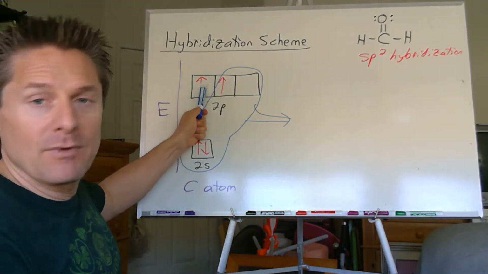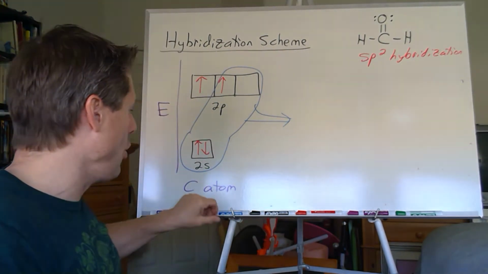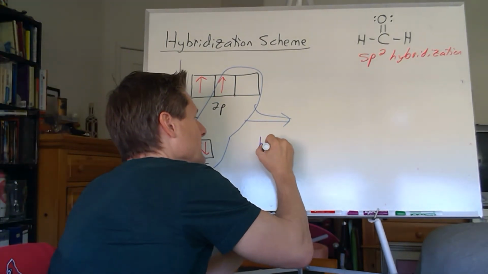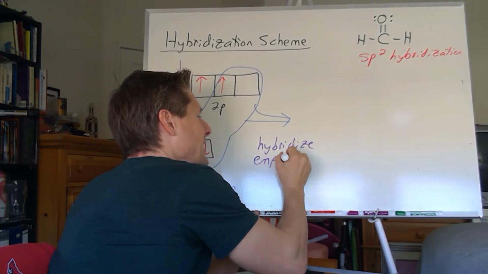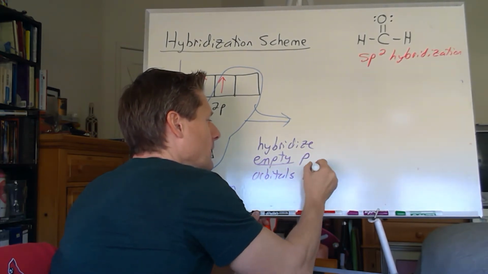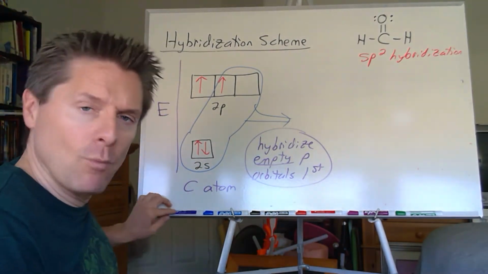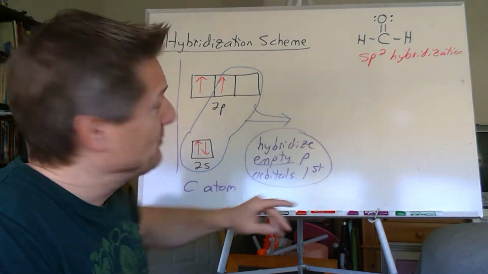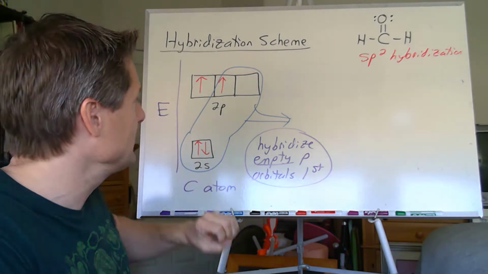Right? So that remains unhybridized in that scenario. So I should make a note of this here. Always hybridize empty p orbitals first. Keep that in mind. Otherwise, it won't match. If your hybridization scheme is not predicting that, it's because you're probably hybridizing the one that's half filled before the empty one. Take the empty one first, and this should work out.